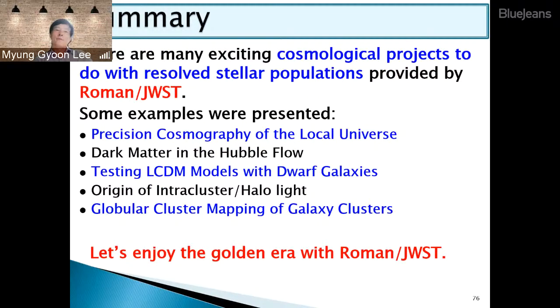So there are so many exciting cosmological projects to do with the resolved stellar populations to be provided by Roman and JWST. So some examples were presented here. So let's enjoy the golden era with Roman and JWST.